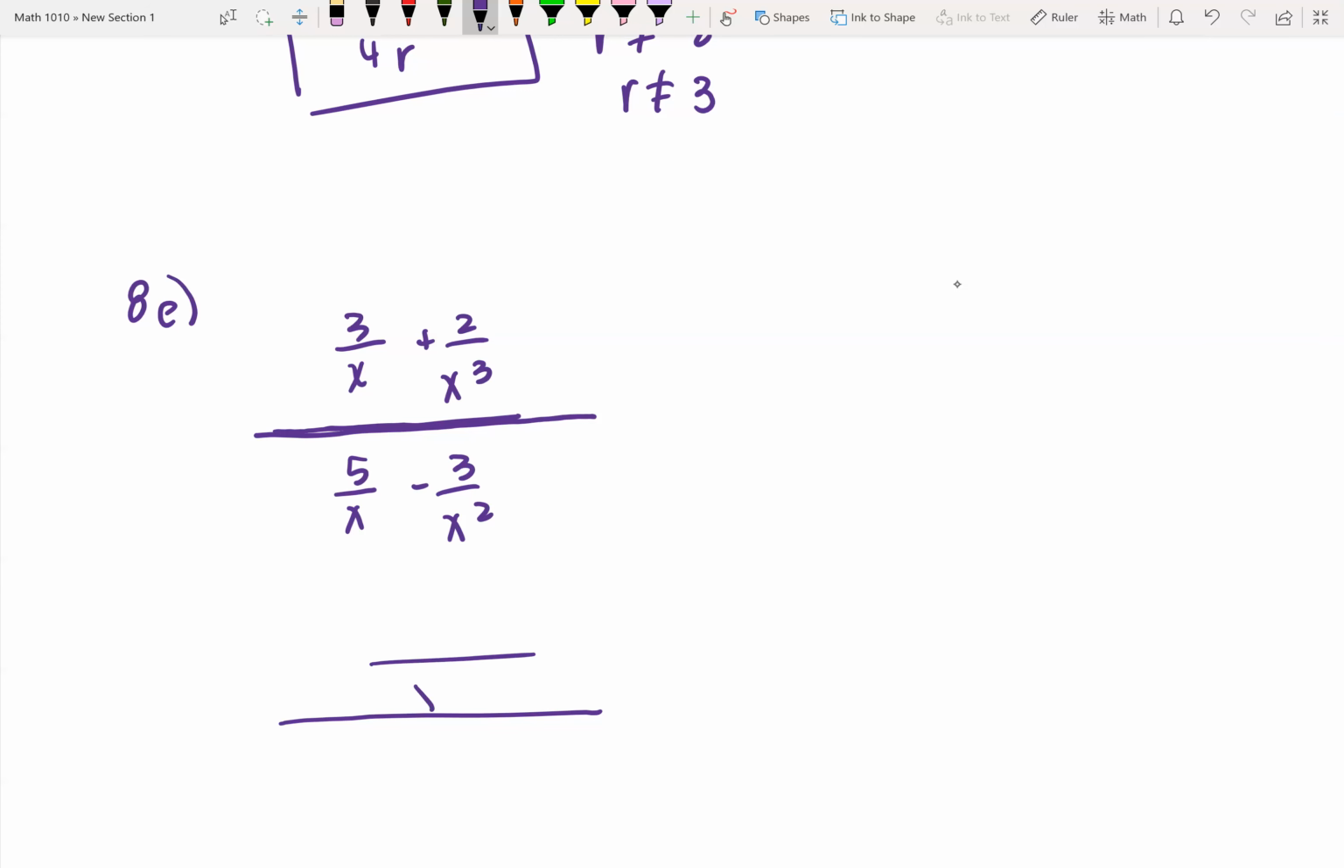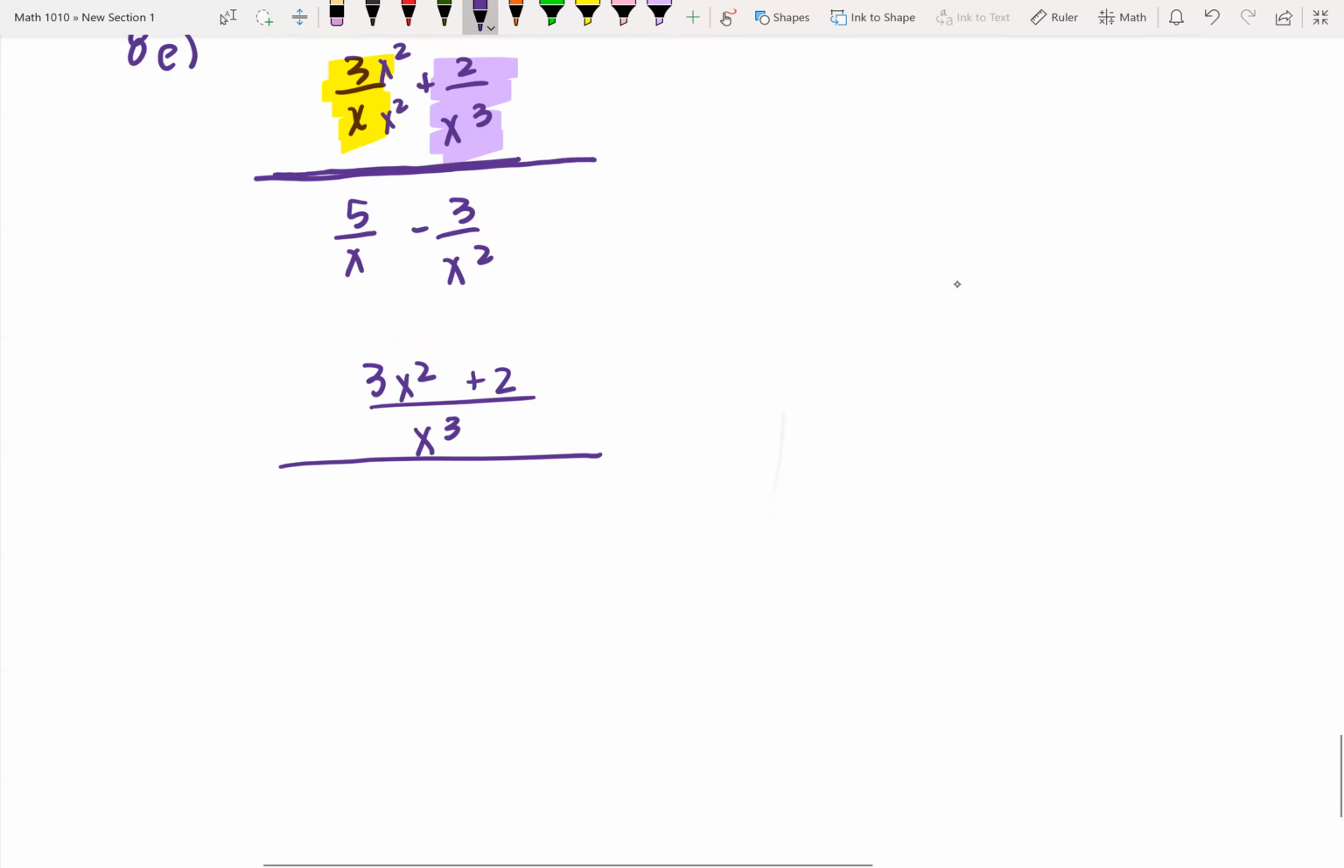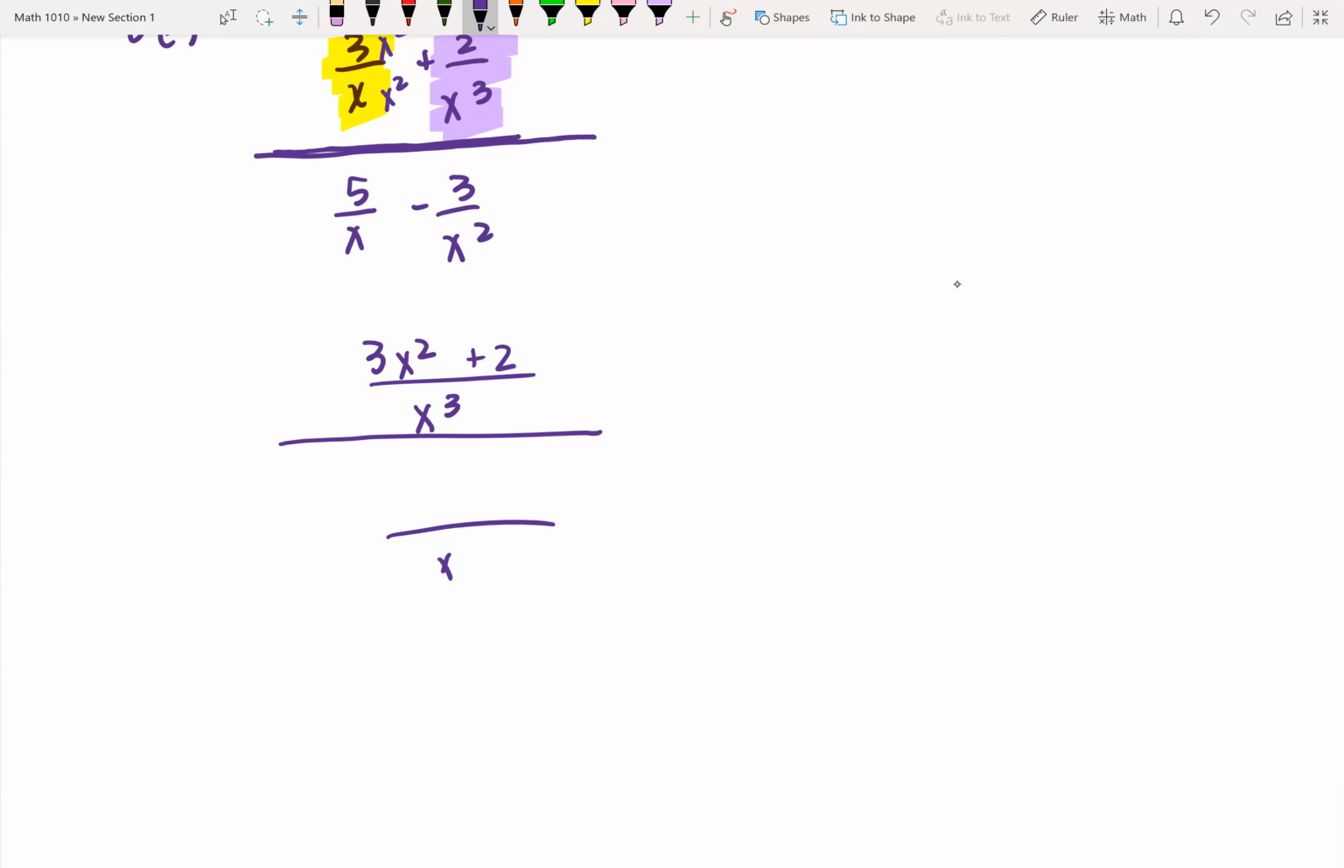Let's get common denominators. So on the top, it's going to be x to the third. So this guy has 1x, and I need 3. So I'm multiplying the bottom by x squared and the top. So this is 3x squared. This guy right here already has the x to the third, so I'm going to go plus 2. The bottom common denominator is going to be x squared. This guy has the x, so I'm missing an x. So 5 times x is 5x. This guy right here has the x squared, so I'm good to go.